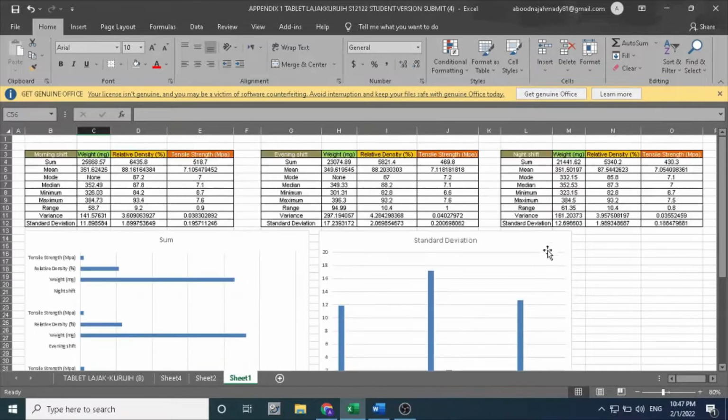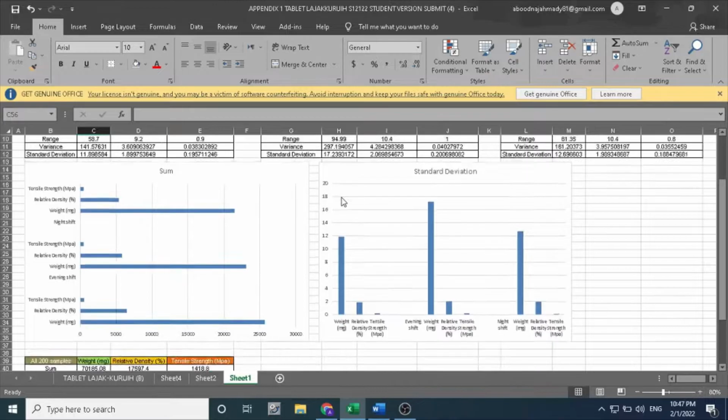Here you can see that the mode from the morning shift and from the evening shift for the weight is none, which means that there is no repeated value from all the samples taken for weight for the morning and evening shift. But there is a repeated value for the night shift. Also, you can see that there is a big difference in the variance between the evening shift and the morning and night shift.